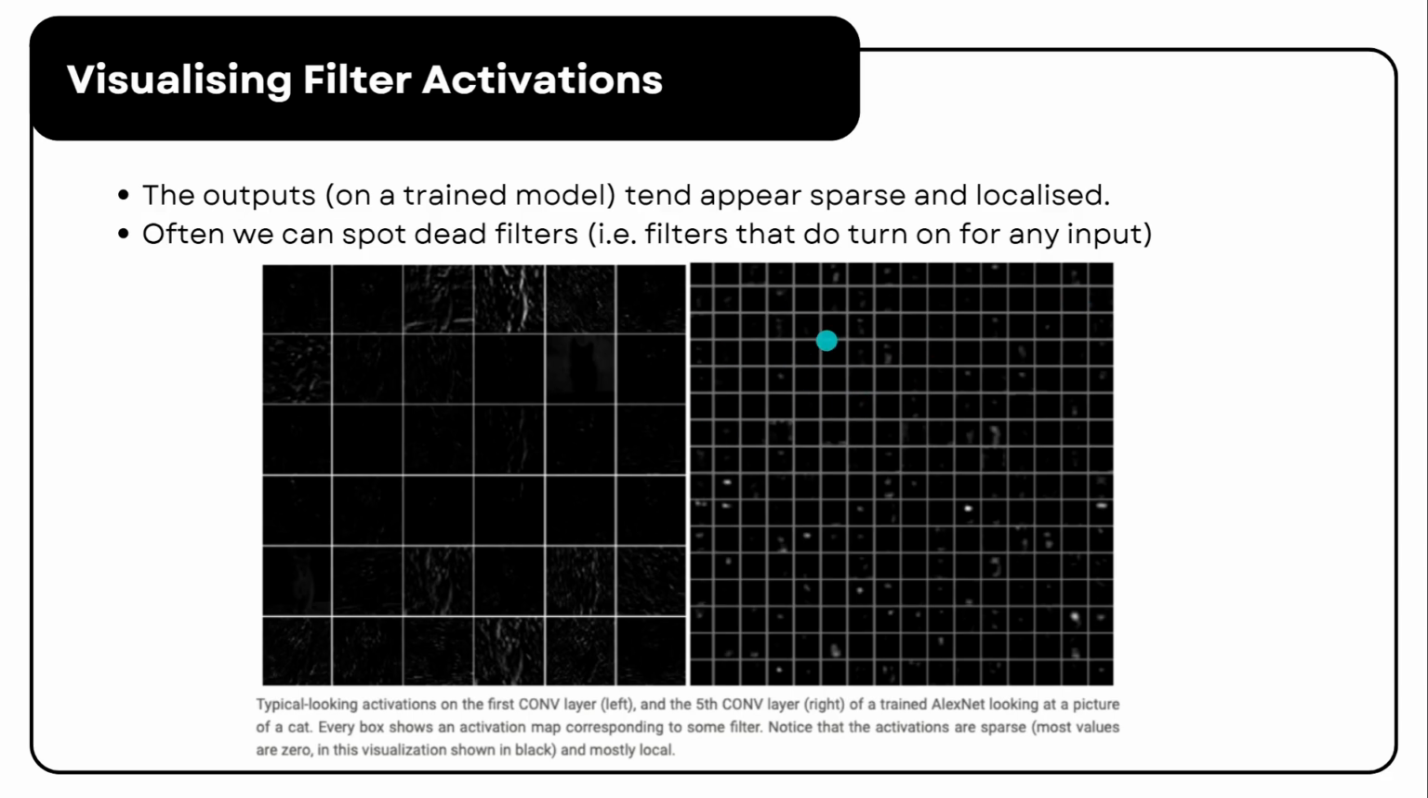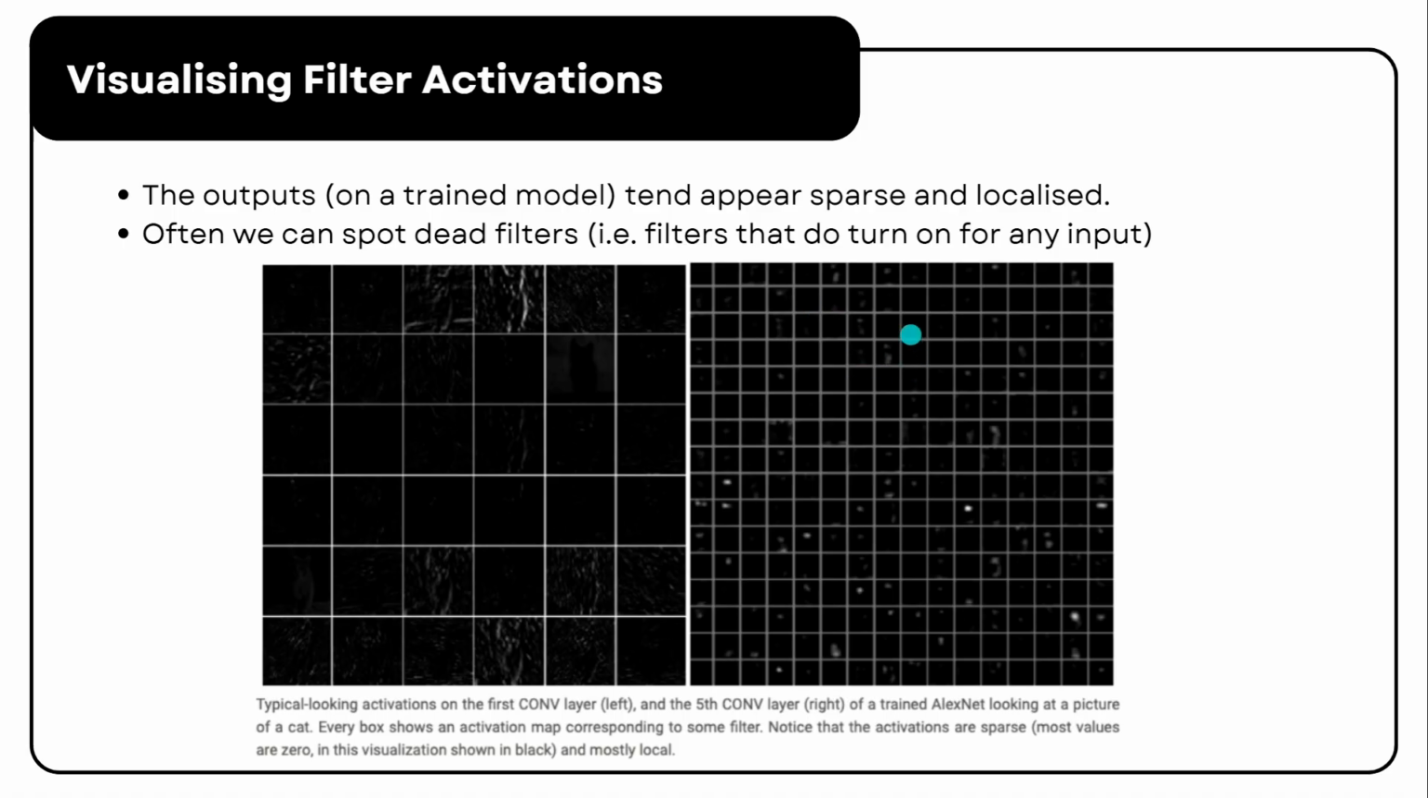There are a couple of key takeaways here. The activations become sparser and more localized. Only small regions of the input cause a filter to respond. Some filters don't activate at all. See these few squares here that are all black? They are completely black.